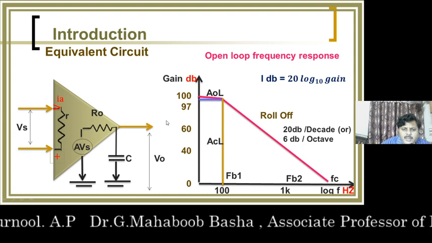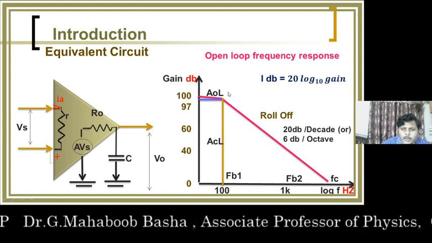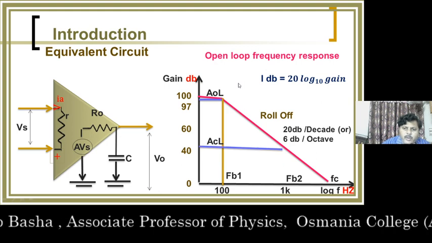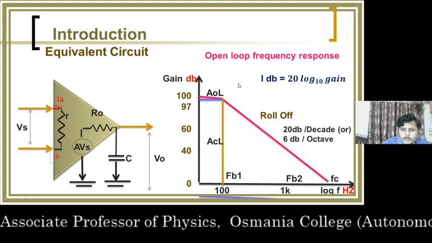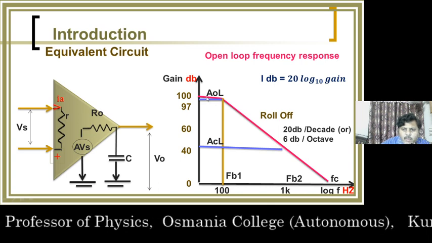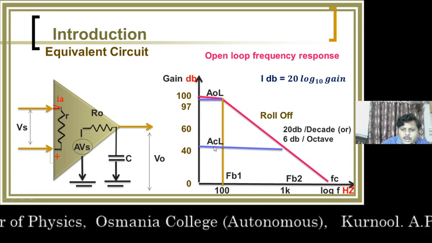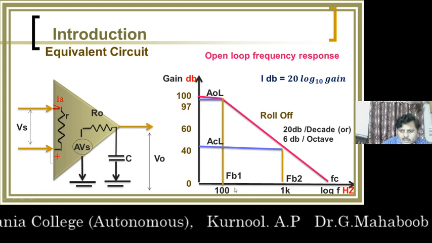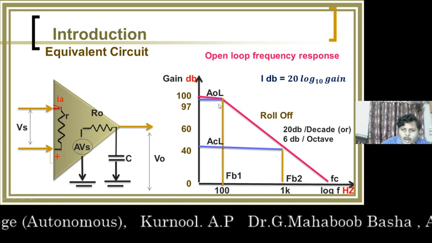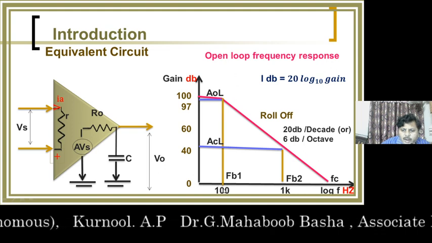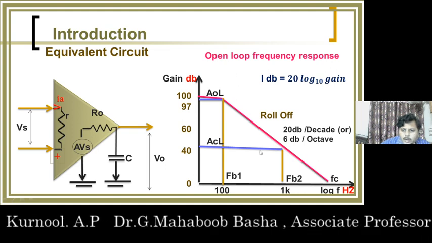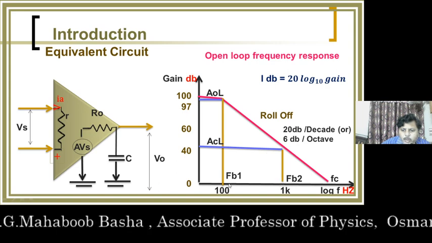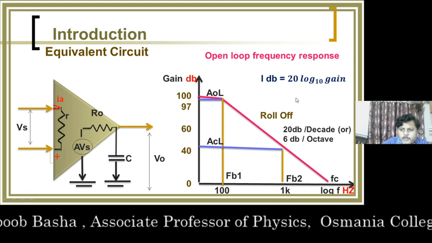To increase the stability of an op amp, we need to connect a negative feedback arrangement. Once we connect the negative feedback arrangement, the gain of an op amp decreases, but gain stability increases and also the bandwidth increases. In this diagram, under open loop condition, bandwidth is 100 Hz. When we connect a negative feedback, the bandwidth increases from 100 Hz to 1 kHz.